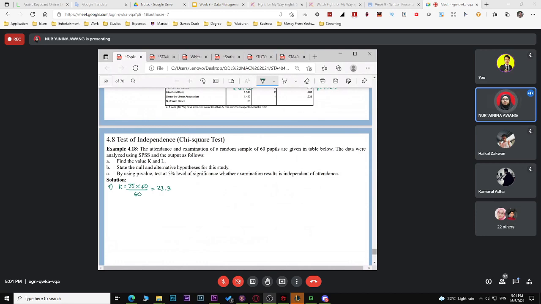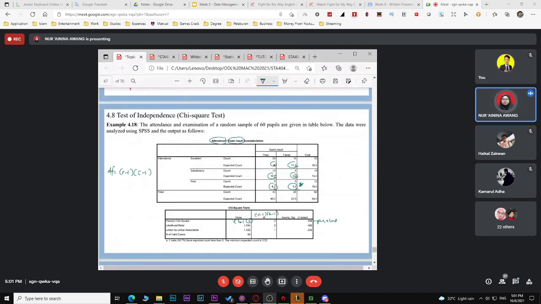But now the problem is for your chi-square calculated. Since we know that there is one expected frequency that is less than 5, you need to combine either your column or your row. In this case, we cannot combine our columns, since if we combine our columns, there will be only one column, so it is not allowed. So we will combine satisfactory and poor. So how do we combine these in the SPSS output?